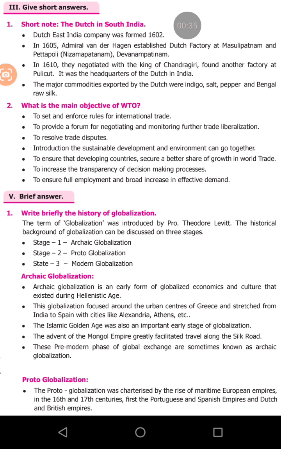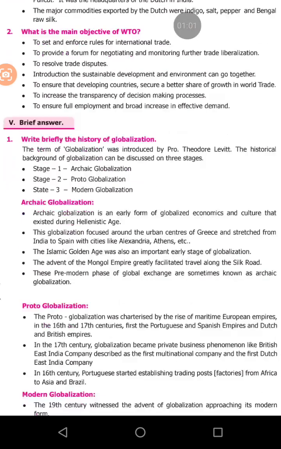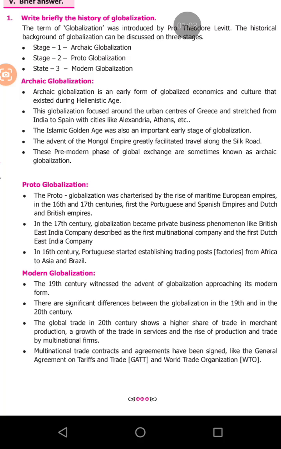2. What are the main objectives of the WTO? To set and enforce rules for international trade, to provide a forum for negotiating and monitoring further trade liberalization, to resolve trade disputes, to ensure that sustainable development and environment can go together, to ensure that developing countries secure a better share of growth in world trade, to increase the transparency of decision-making processes, to ensure full employment and a broad increase in effective demand.